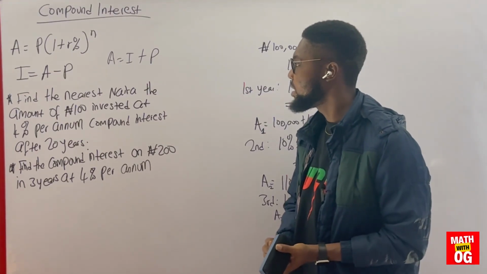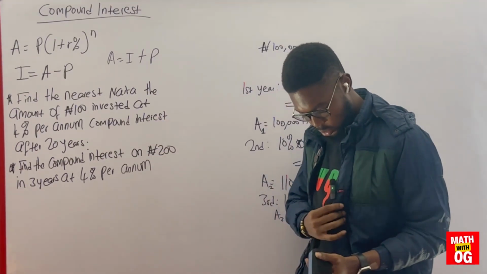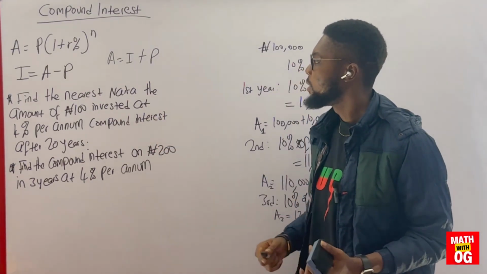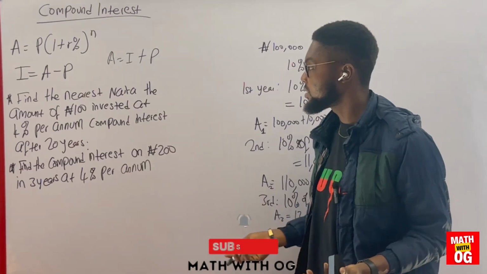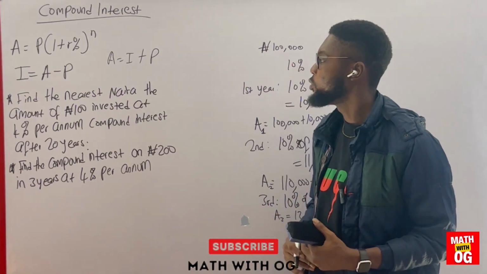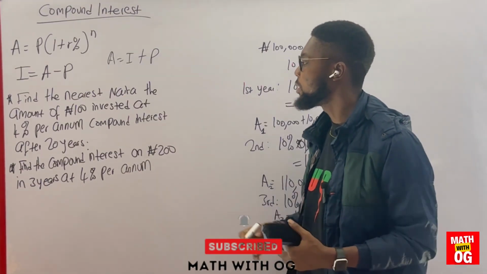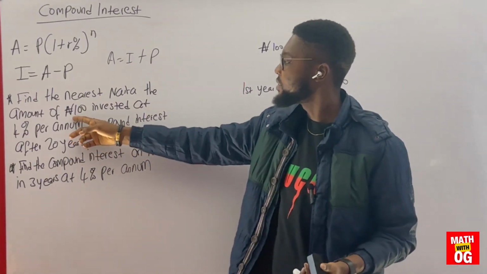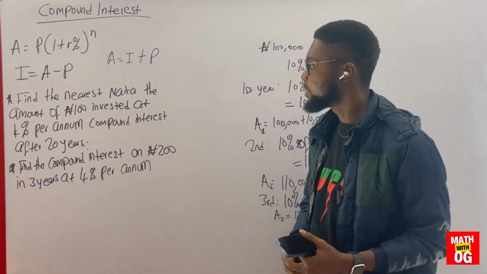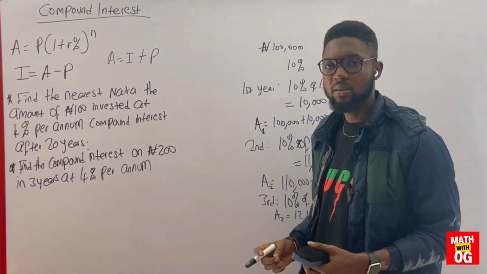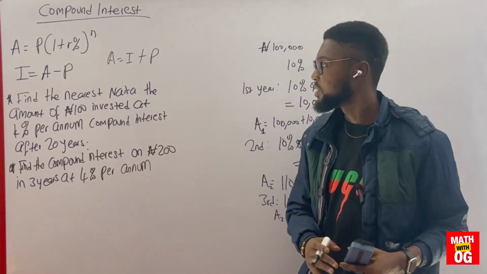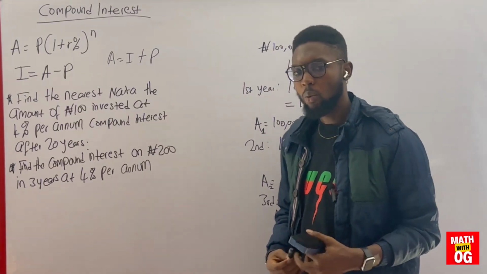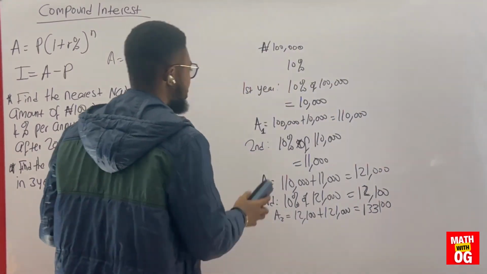Now let's use that idea to play with these two questions. The first question here: find to the nearest naira the amount of 100 naira invested at 4% per annum compound interest after 20 years. So I'm investing 100 naira at 4% per annum for a period of 20 years. I'm using compound interest, not simple interest. So what amount will I take home after 20 years?